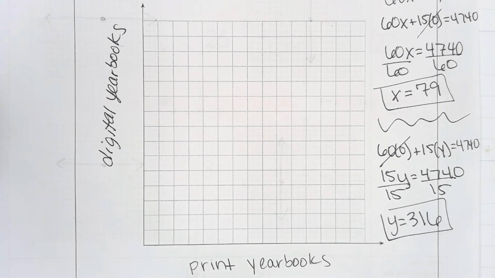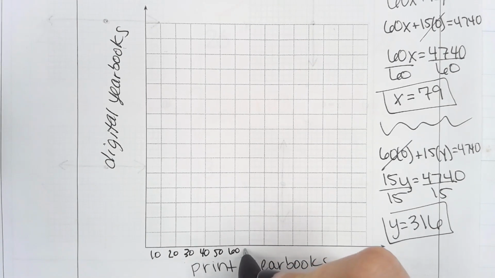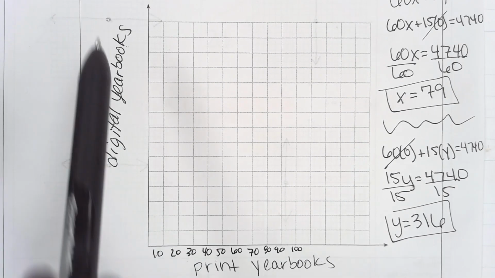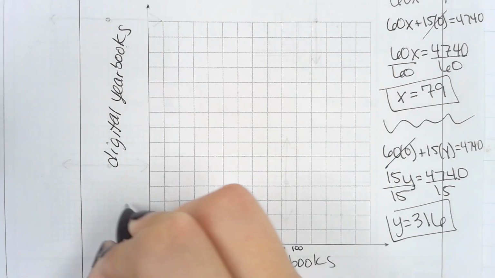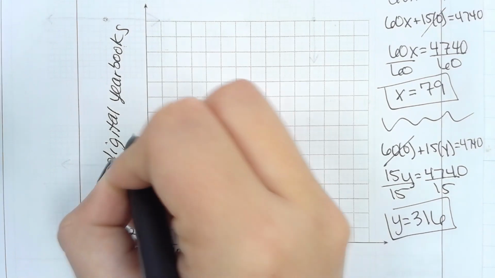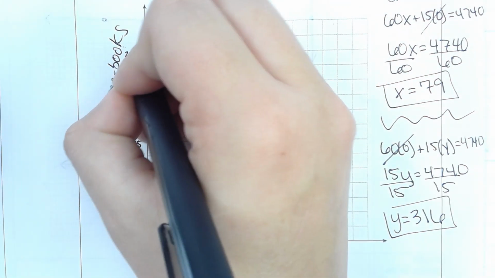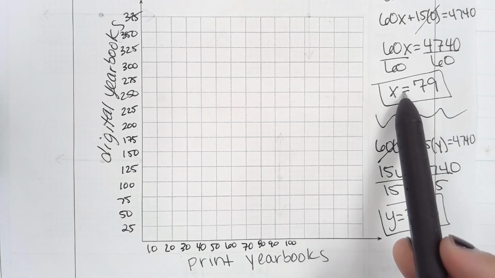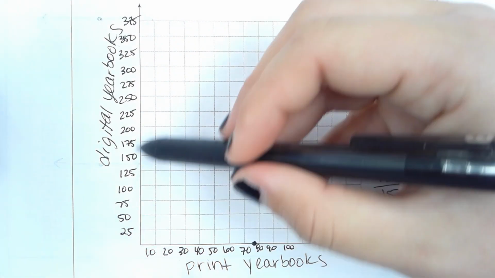All right, so based on the numbers that we got, I'm going to label my x-axis by tens, since we have to go all the way to 79 here. And I'll stop at 100. And then our y-axis, since I have to go all the way up to 316, I'll probably go up by 25s. All right, and then now we can plot these. So at x equals 79, that's where the line is going to cross on the x-axis. And at y equals 316, that's where the line is going to cross on the y-axis.